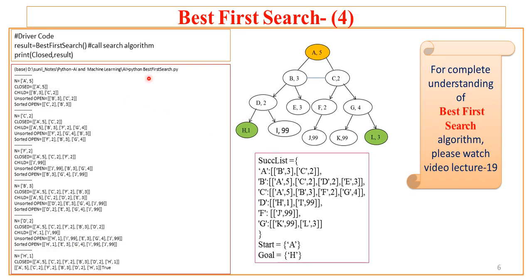Let us now see how this function best first search works. It is called in the driver code and the closed list is printed with the result. Now this result variable will basically be printing the value true or false. If the goal is found, then this result is true, otherwise it is false. So let us now see the execution.